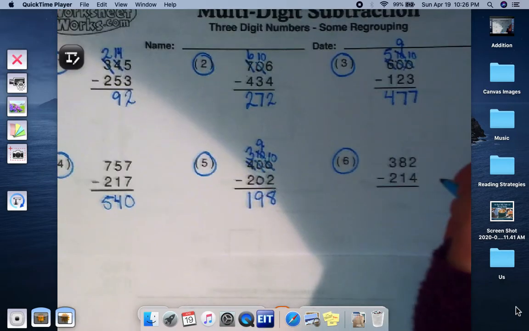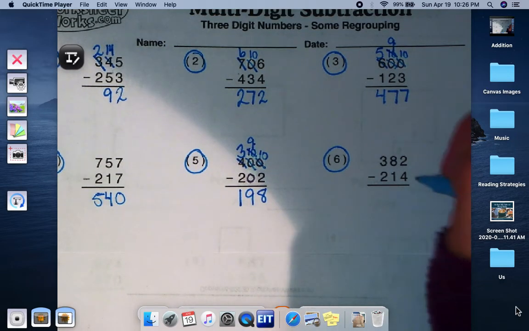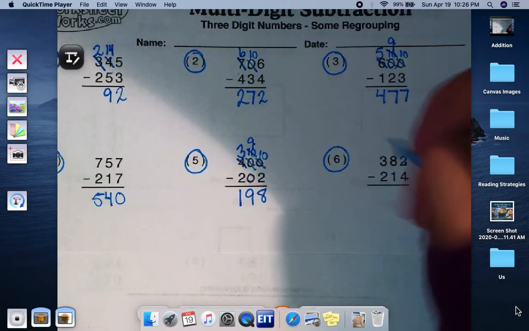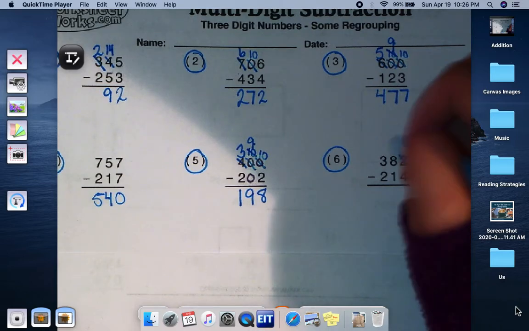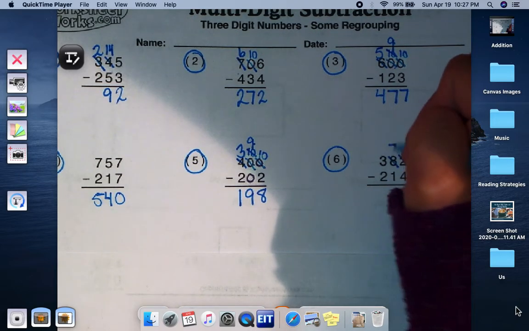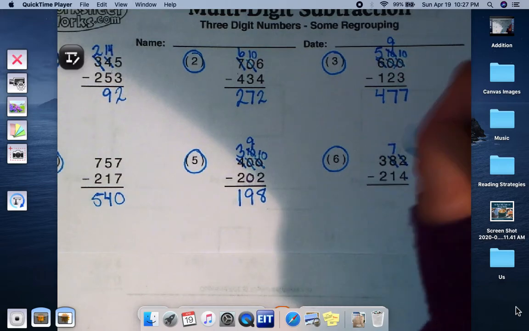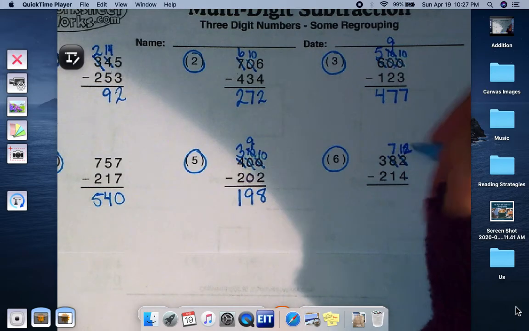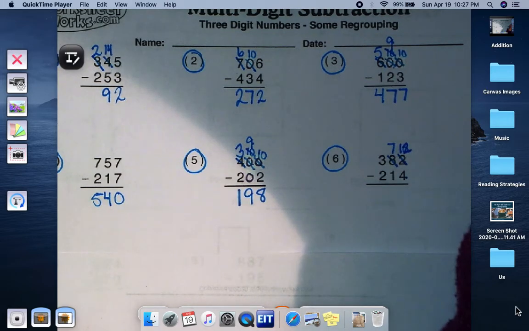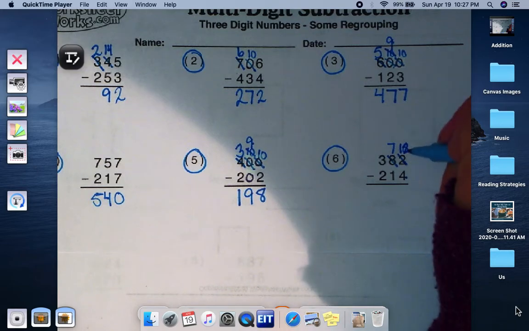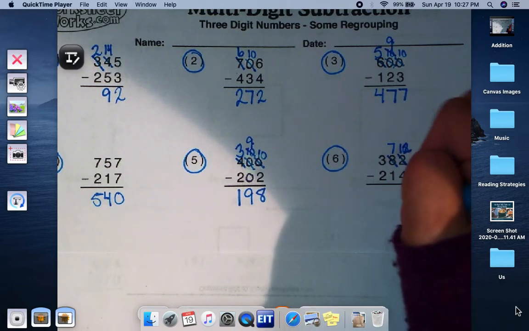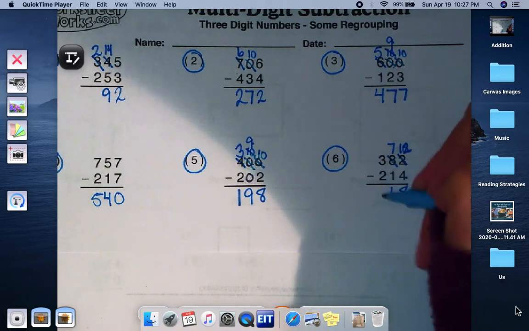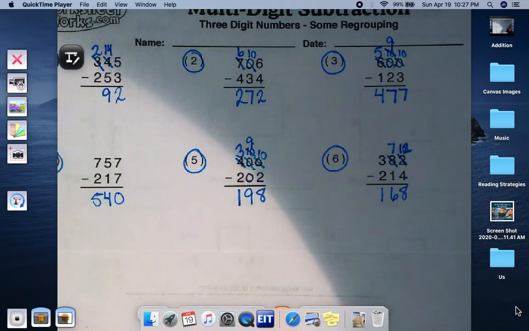All right, last one. 382 minus 214. I cannot take 4 from 2. I have to borrow. This 8 is going to become a 7. The 2 becomes a 12 because I'm bringing a 10 over to it. 12 minus 4 is 8. 7 minus 1 is 6, and 3 minus 2 is 1. 168.